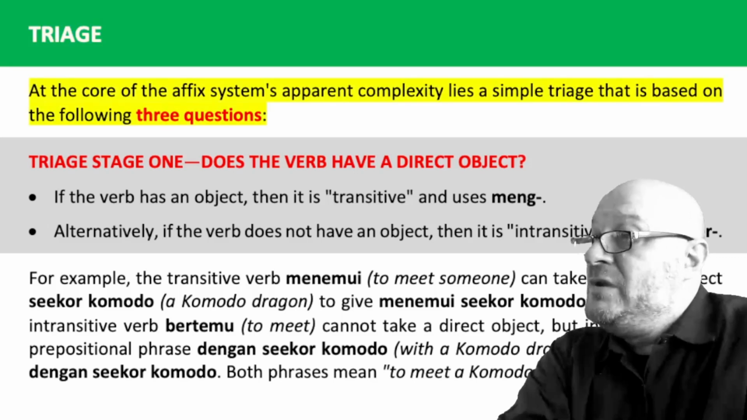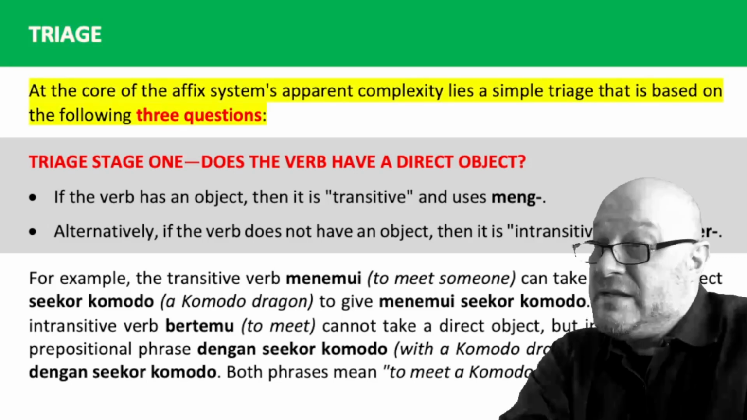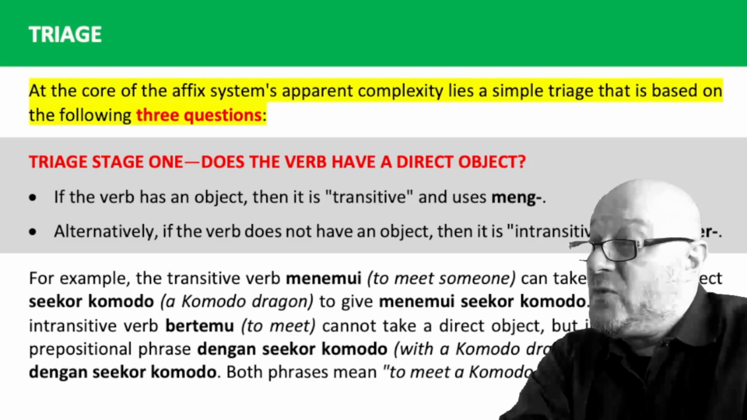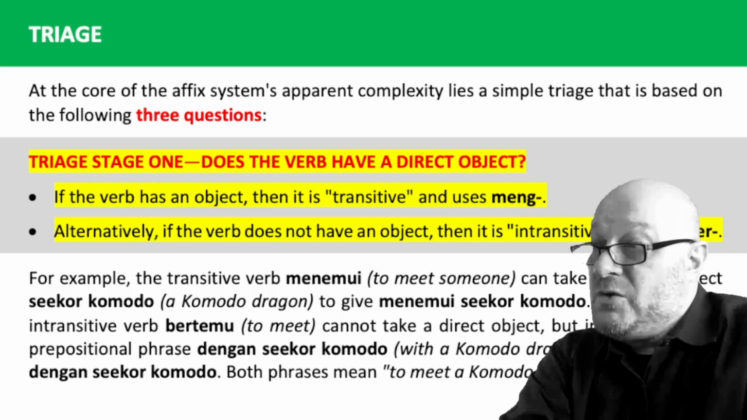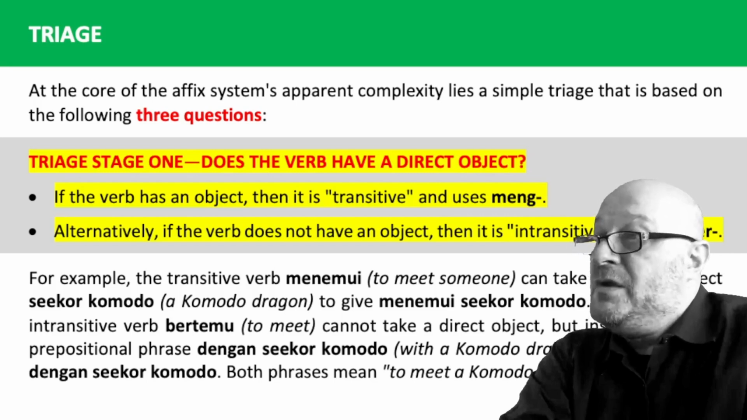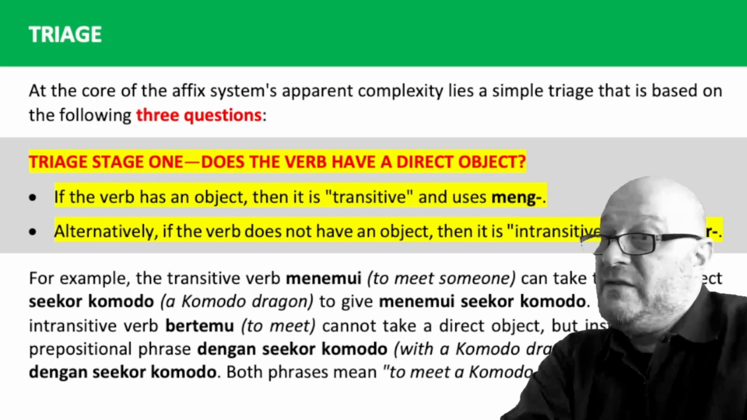Triage. At the core of the affix system's apparent complexity lies a simple triage that is based on the following three questions. Question 1, triage, stage 1. Does the verb have a direct object? If the verb has an object, then it's transitive and uses meng. Alternatively, if the verb does not have an object, then it is intransitive and uses ber.